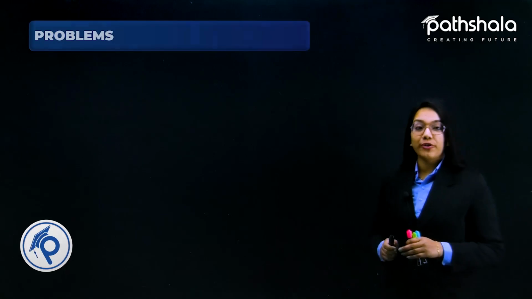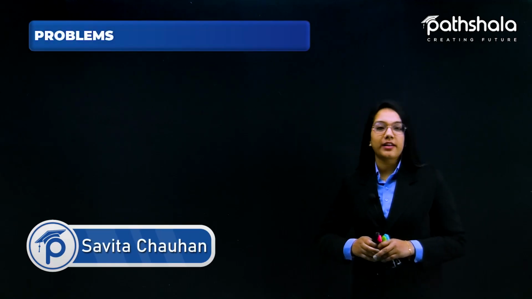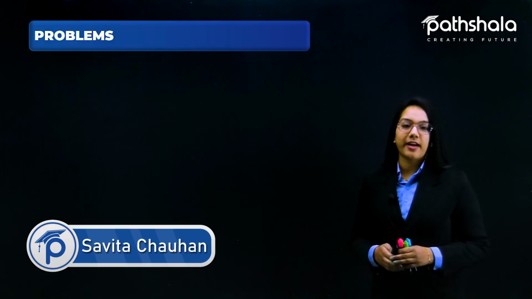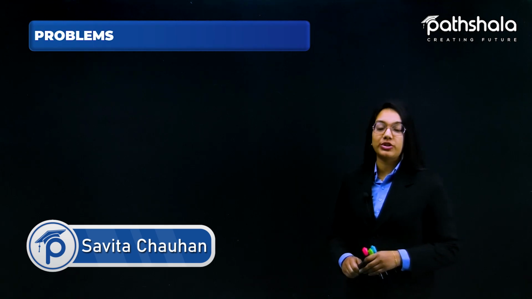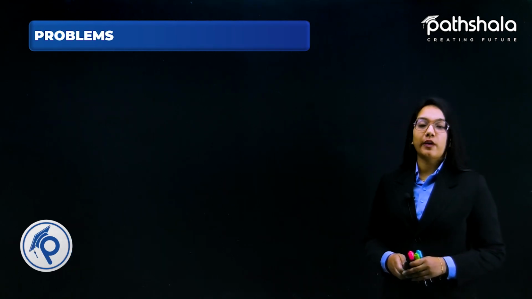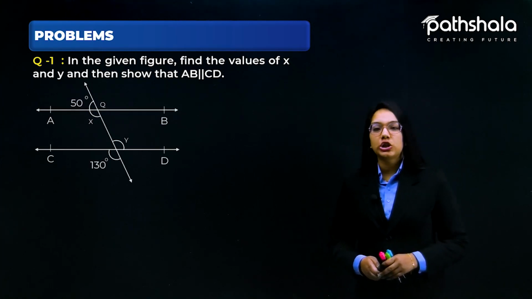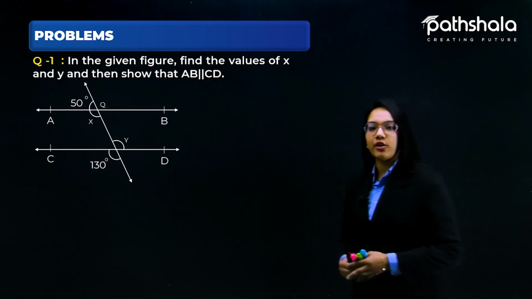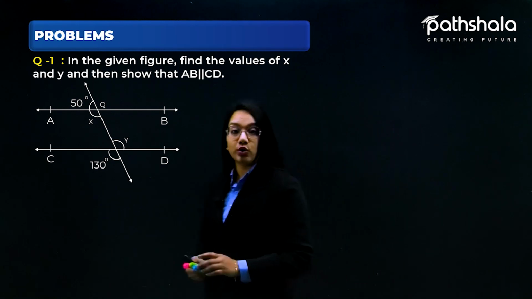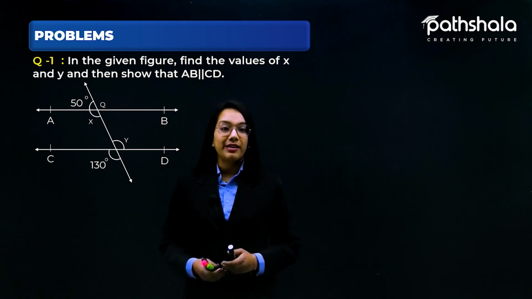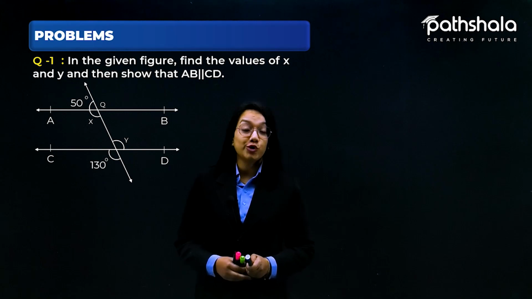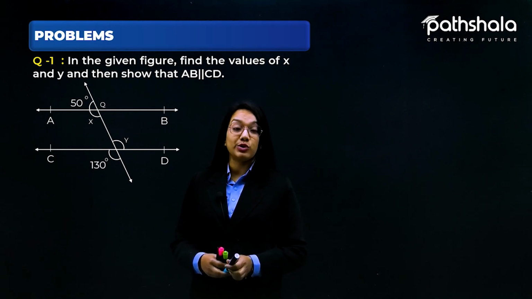Now let's move on further towards some of the problems related to all these theorems that we have done under parallel lines and transversal. Let us suppose we are talking about question number 1. It says, in the given figure, find the value of x and y and then show that AB is parallel to CD.